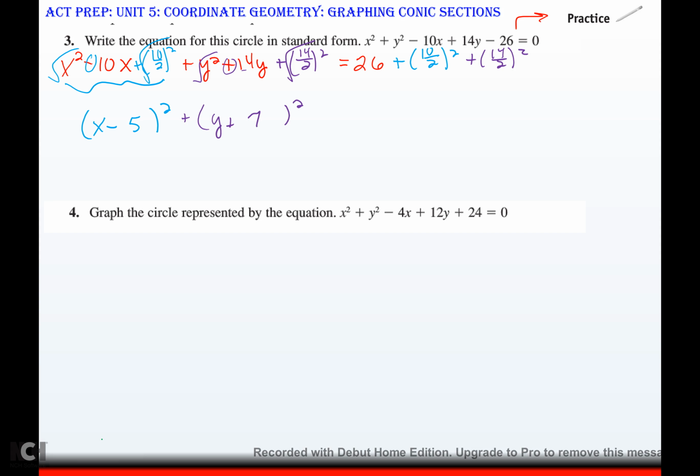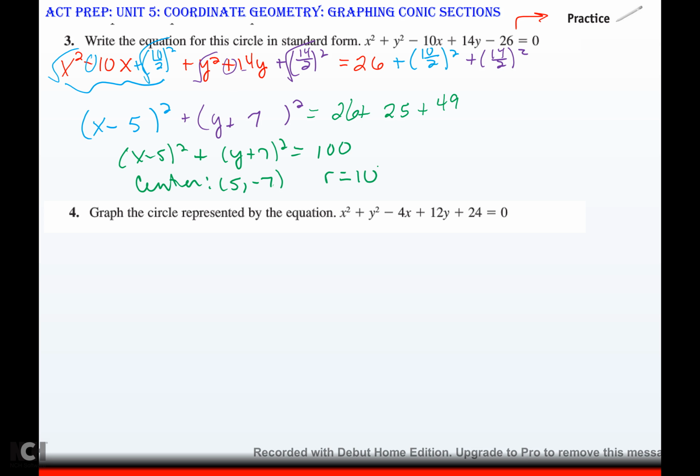Simplify the other side. I get 26 plus 10 divided by 2 is 5, squared is 25. Oh, I get 26 there, 25 there. 14 divided by 2 is 7, squared is 49. So I get x minus 5 squared plus y plus 7 squared equals 100 if you add all that up. So my center is going to be at 5, negative 7, and my radius is going to be 10.